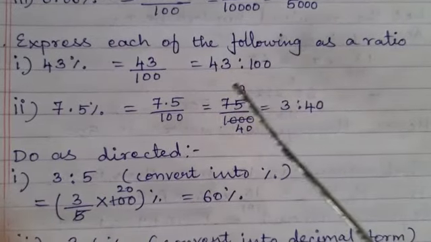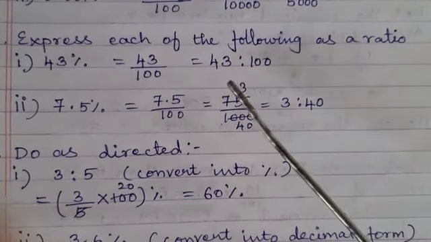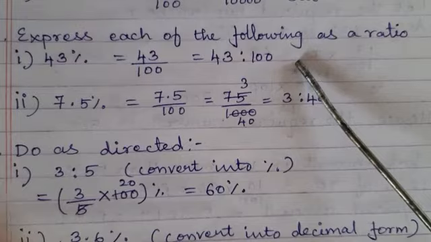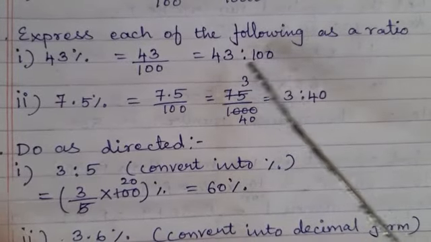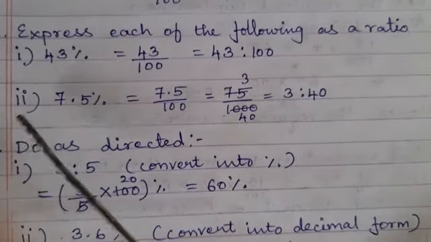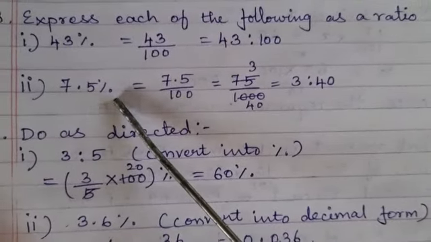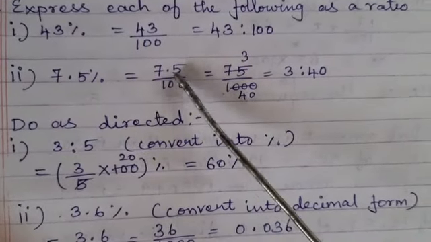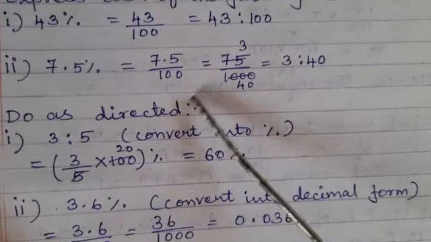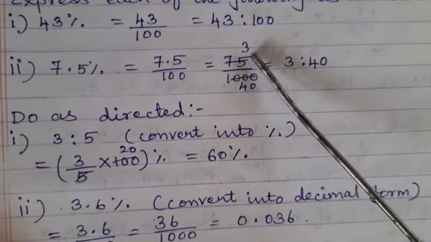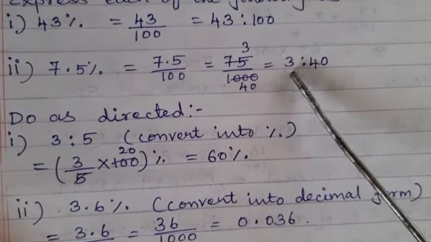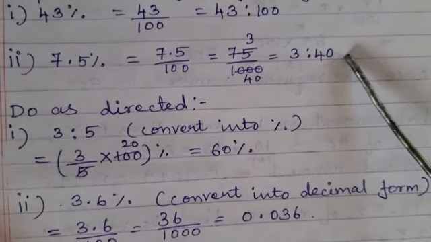After that you see whether it is in the simplest form or not. Otherwise you have to bring it to the simplest form. In this question it is in the simplest form. Number 2. 7.5 percent, which is equal to 7.5 by 100. Then convert into a whole number, that is 75 by 1000, which is equal to 3:40.